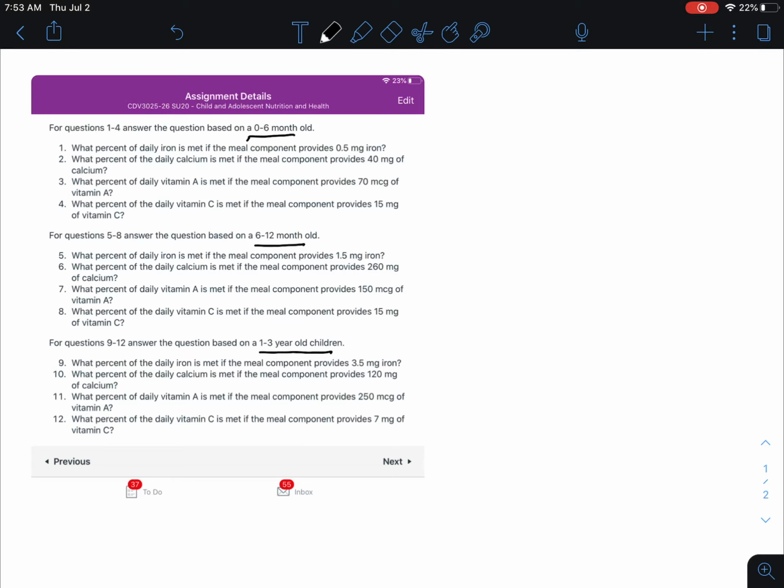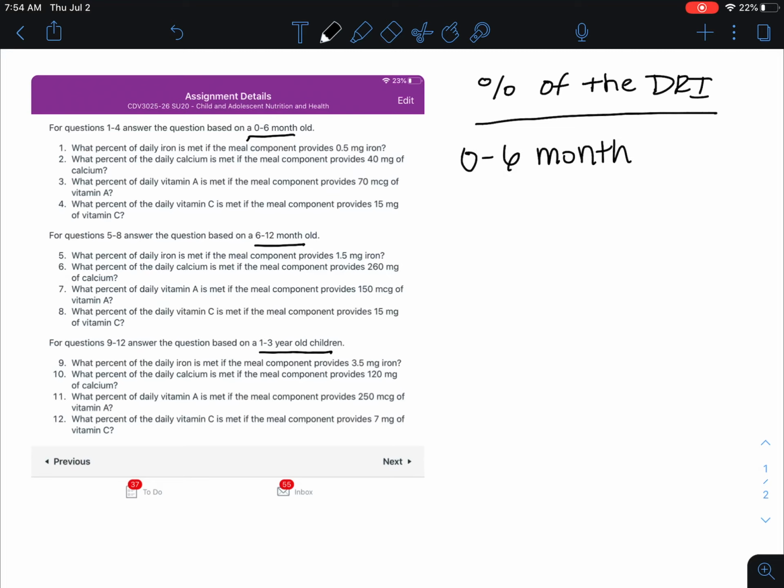I'm going to show you just one example, but first I want to teach you how to do a percentage of that DRI. If you're going to do a percent of the DRI calculation, you first need to determine what the DRI is. We're going to use number 1 as an example. Number 1 is a 0 to 6 month old. I'm sorry, I'm actually going to use number 3 because I have the vitamin tab open.